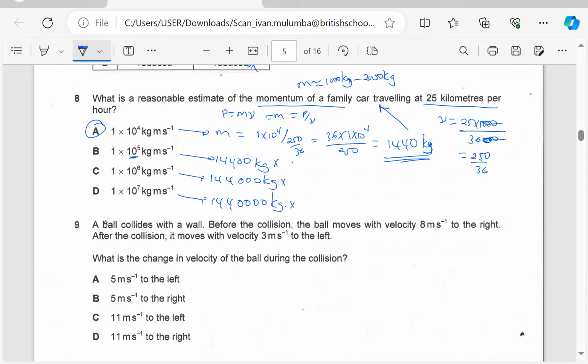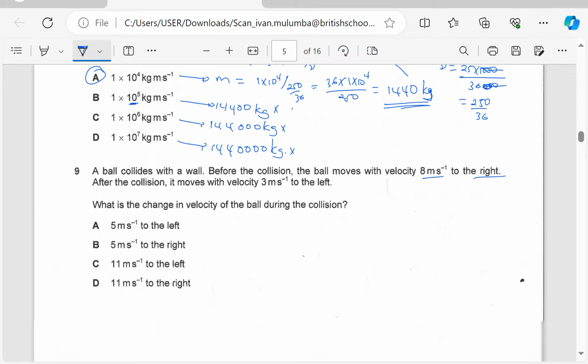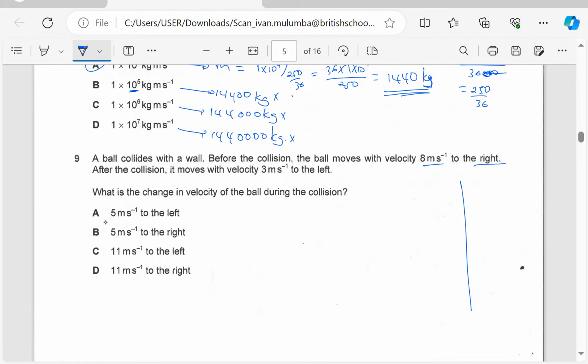The ball collides with a wall. Before the collision, the ball moves with a velocity of 8 meters per second to the right. So let me draw here a wall. The ball is moving to the right before the collision with 8 meters per second. And after the collision, it moves to the left. So this is going to be the initial velocity. After the collision, it is moving to the left, so the final velocity is going to be 3 meters per second.